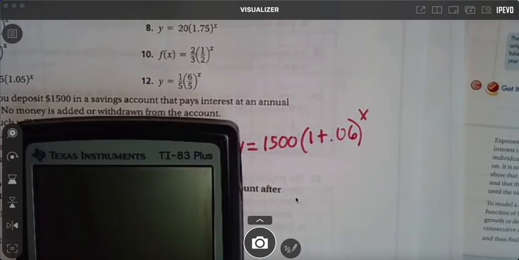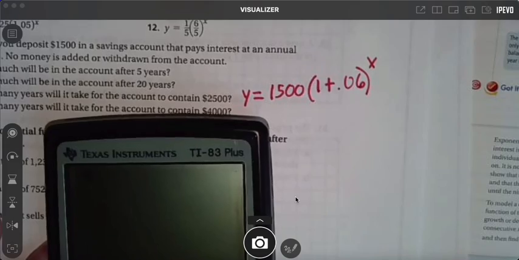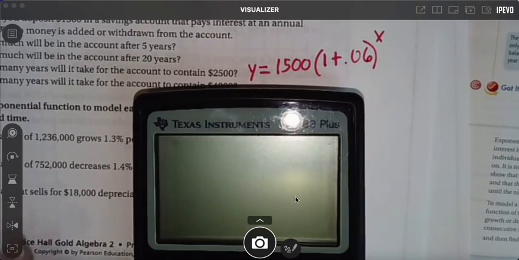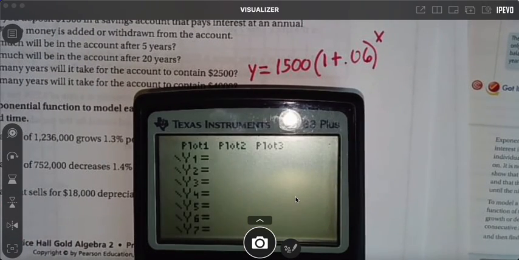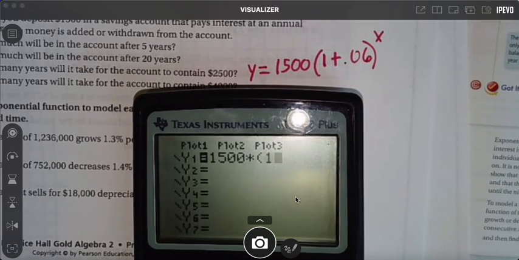Okay, so I'm going to go to my Y equals. Does everybody understand how I got my equation? Yes. Okay, so I'm going to go to Y equals and just type that in. 1,500, and that's a really big number, times 1.06, or you could have put 1 plus 0.06 if you wanted to. That's the same thing, to the X.